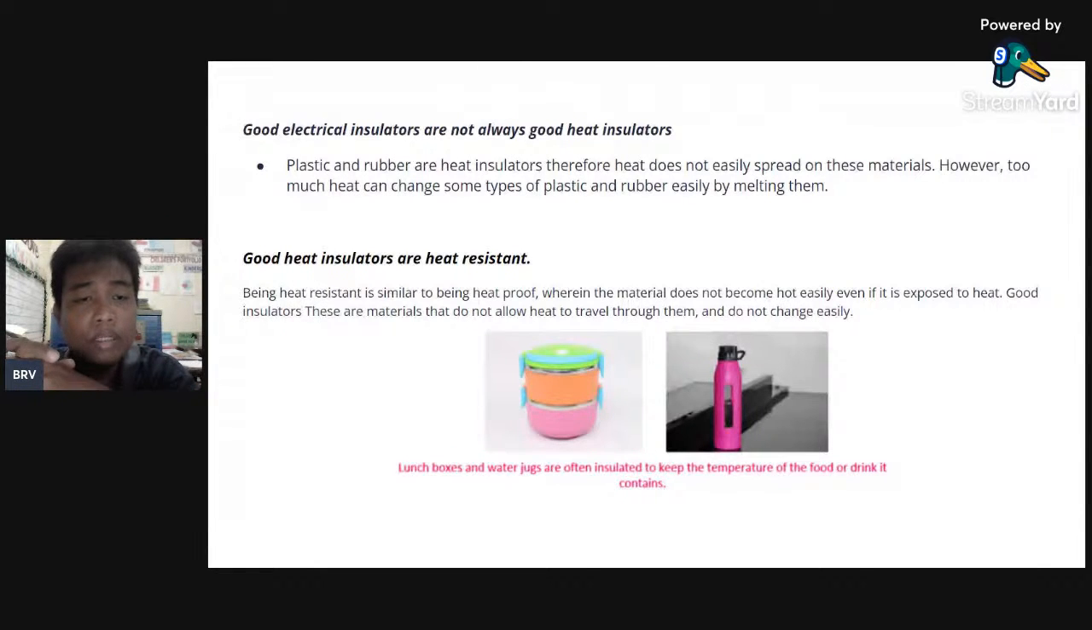Okay, good heat insulators are heat resistant. Being heat resistant is similar to being heat proof, wherein the material does not become hot easily even if it is exposed to heat. These are materials that do not allow heat to travel through them and do not change easily.